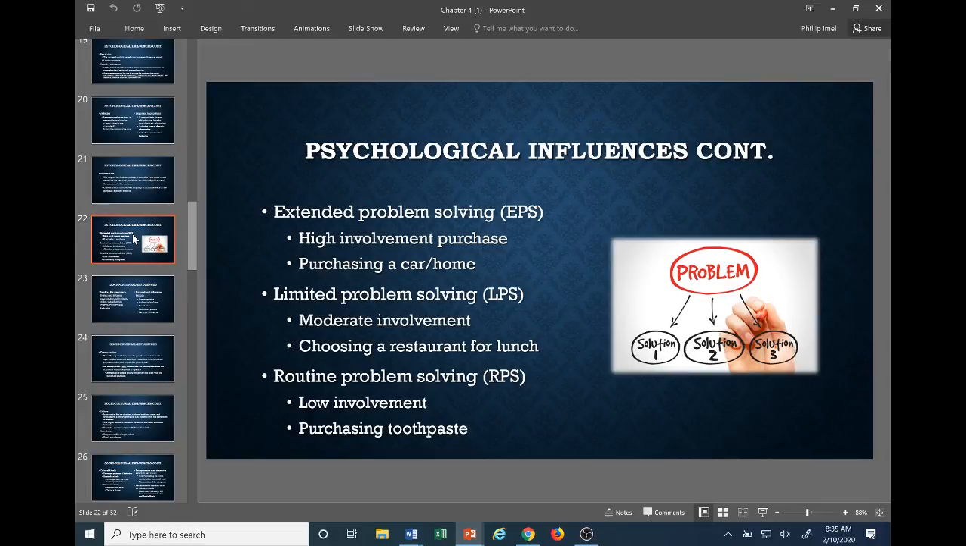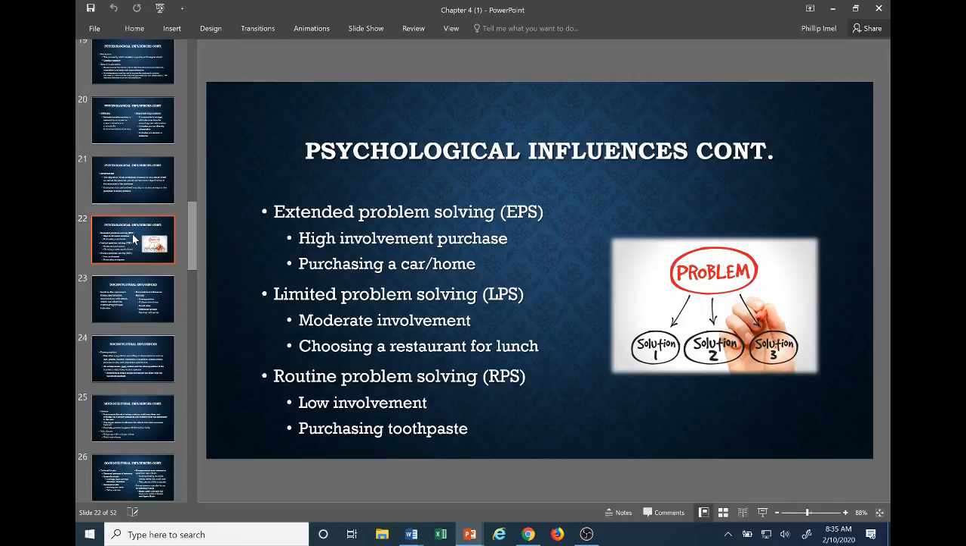Extended problem solving, known as EPS. And this is going to involve a high purchase involvement. So a good example would be purchasing a car or a home. So these are high ticket items, right? So high monetary items. So obviously, if we're going to spend a lot of money on something, then we want to make sure it's exactly what we want.